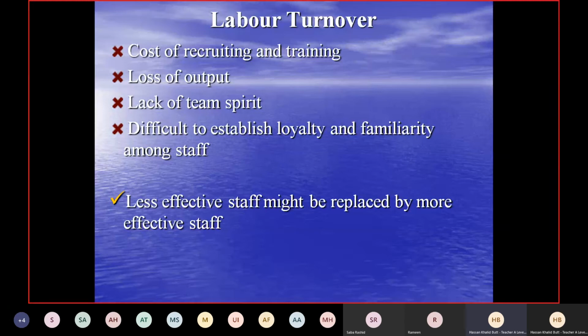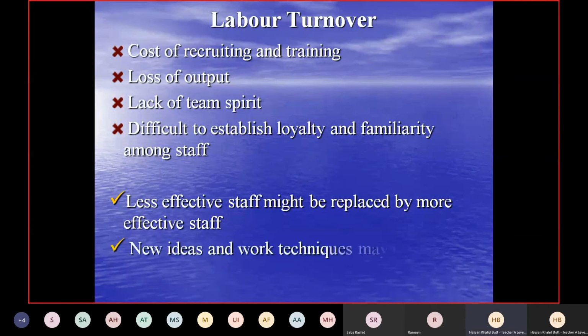Secondly, no redundancy payment will be made to the workers because they are leaving on their own. Redundancy payment is only given when the employer asks the workers to leave the job, right? And it's not the fault of the worker, you know that. So you can develop it in that way as well.